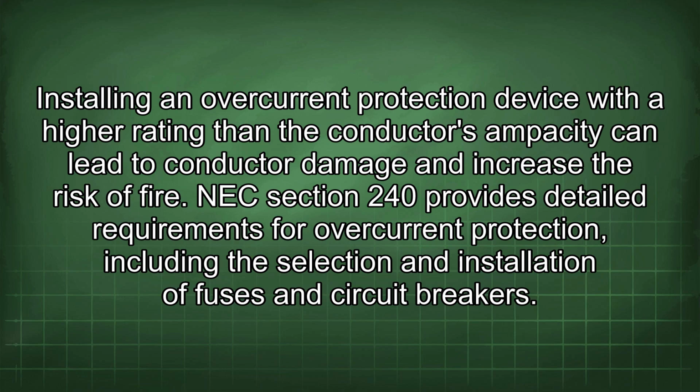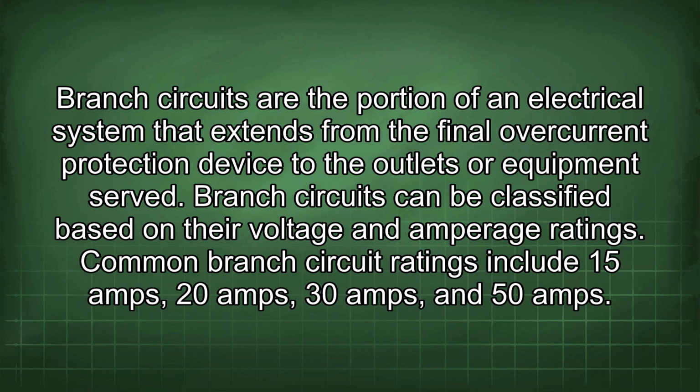Branch circuits are the portion of an electrical system that extends from the final overcurrent protection device to the outlets or equipment served. Branch circuits can be classified based on their voltage and amperage ratings. Common branch circuit ratings include 15 amps, 20 amps, 30 amps, and 50 amps.